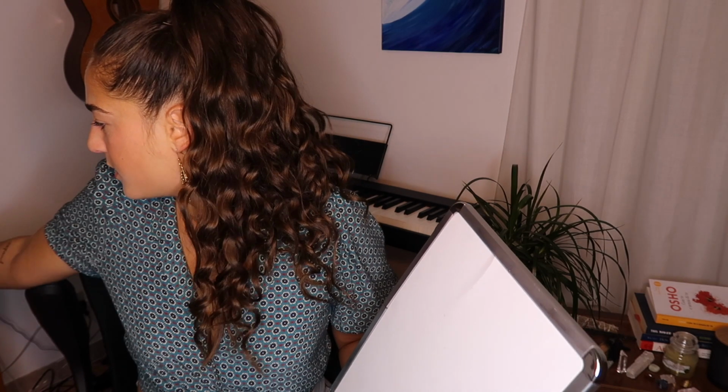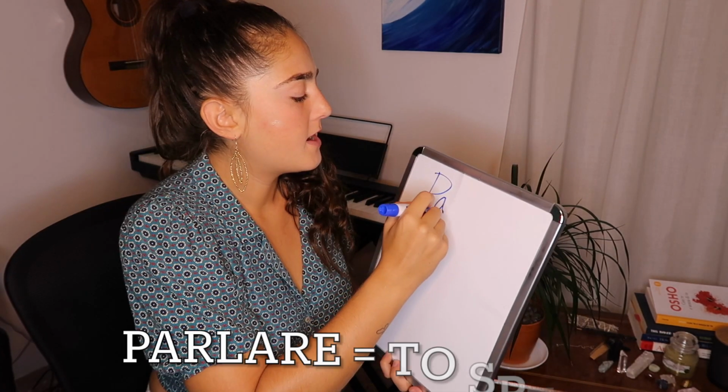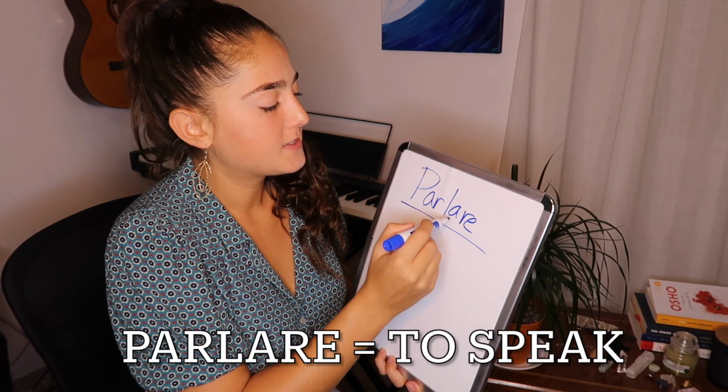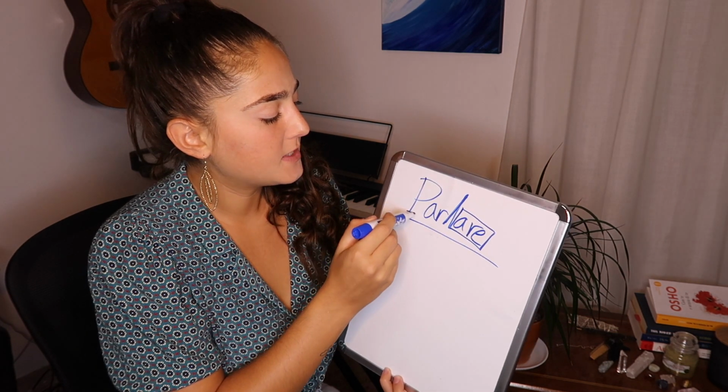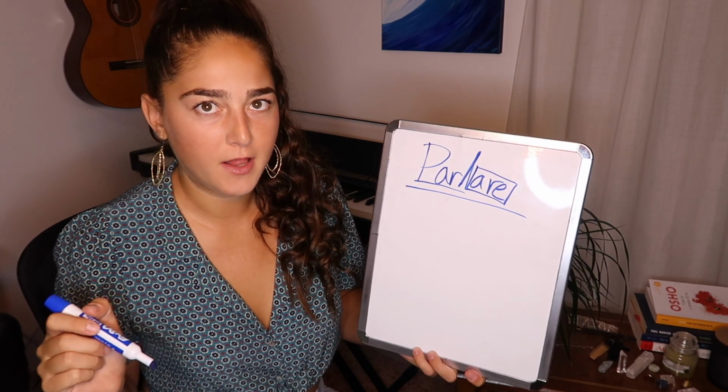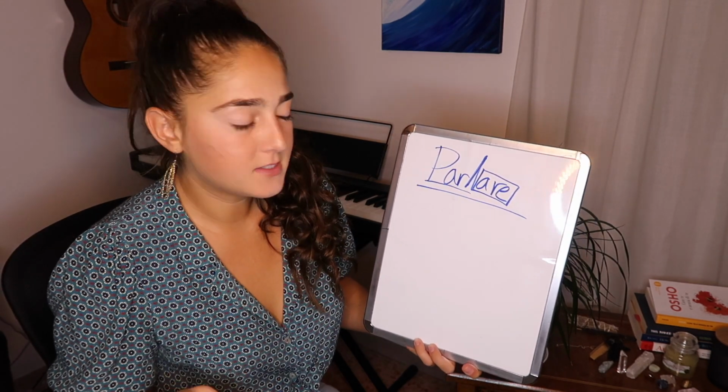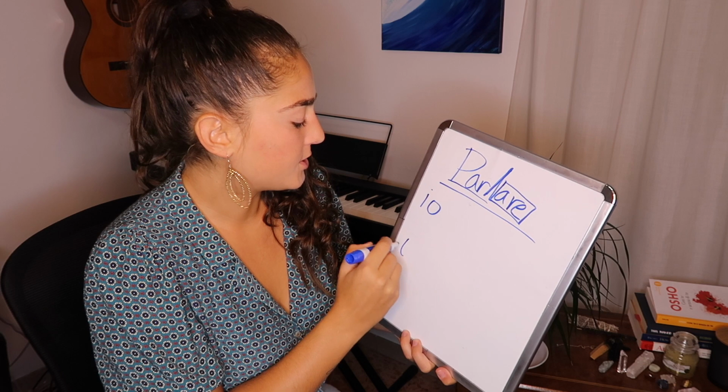So let's start with the verb parlare. That's an ARE verb because it ends in ARE. So this is the root, PARL. We'll be adding our endings onto the root. So let's write out our chart first.